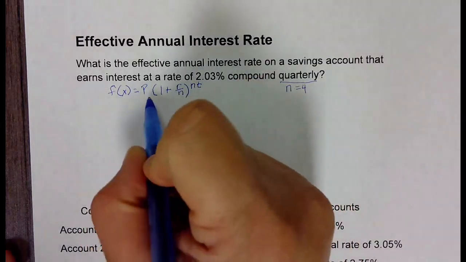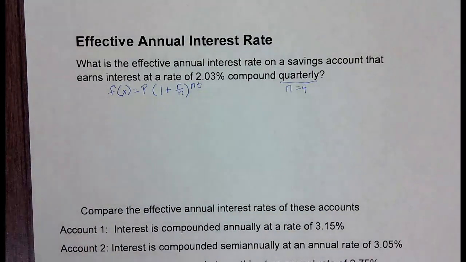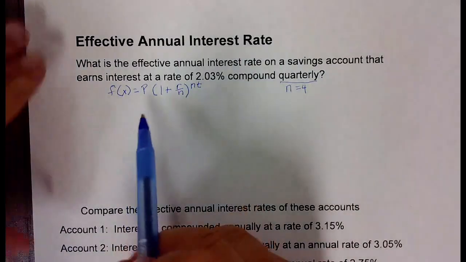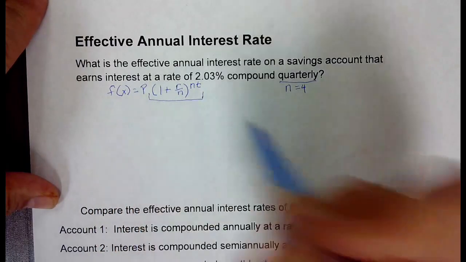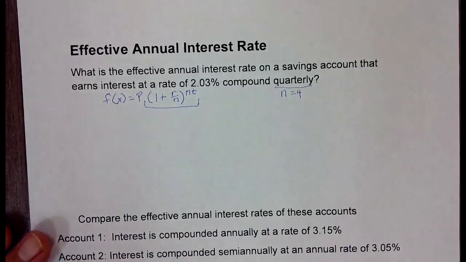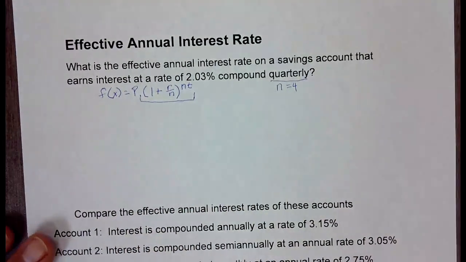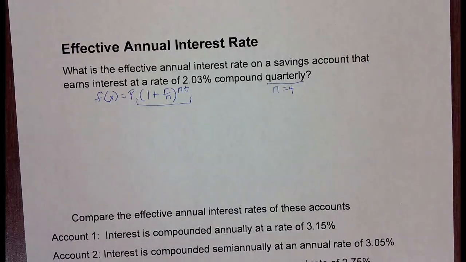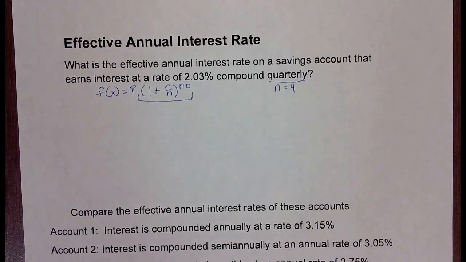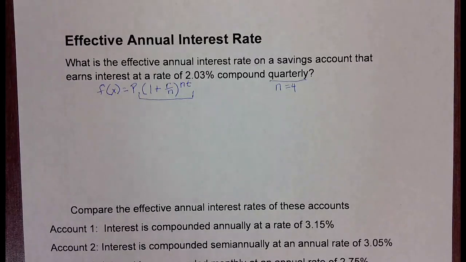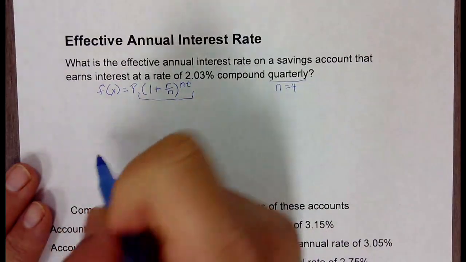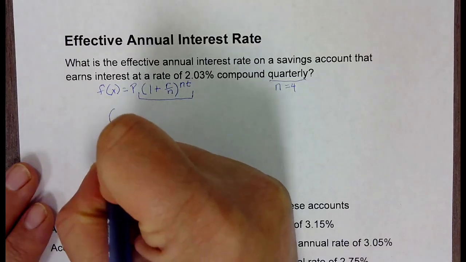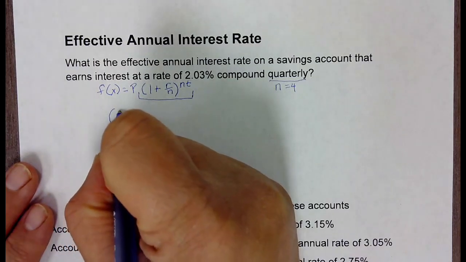And I'm going to just think about, for any two accounts, if I put the same amount of money in, I would have the same principal, but this section would be different. So this section is telling me, based on that rate, that number of compounding periods and the amount of time that it's in the account, how much that money is increasing. So I'm just going to look at that section of my compound interest equation.